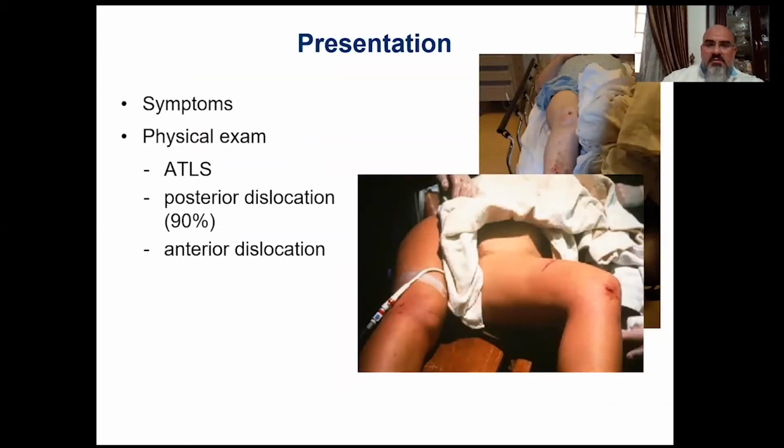What do we expect after hip dislocation? What is the presentation of such a patient? We'll start with the symptoms. Symptoms: we will have ecchymosis, pain, swelling, in addition to loss of function, and the deformity. The deformity will help us a lot to expect the direction of the dislocation. When we have an internally rotated, adducted, shortened limb, we expect a posterior hip dislocation. And when we have an externally rotated, abducted limb, we expect an anterior dislocation.